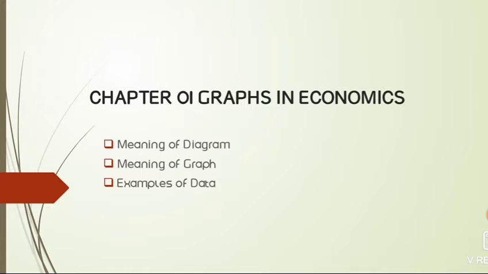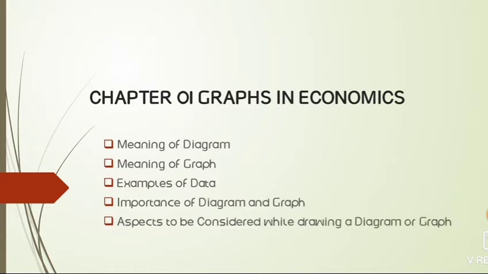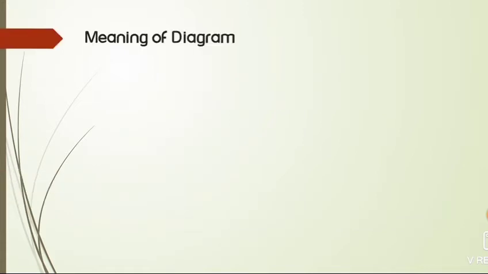There are different kinds of data available, and we are going to learn what the data are and their examples. Then the importance of diagram and graph, and lastly some of the aspects to be considered while drawing a diagram or graph. So all these 5 topics we are going to learn today. I hope this content is clear with you. Let's move to the first topic, meaning of diagram.